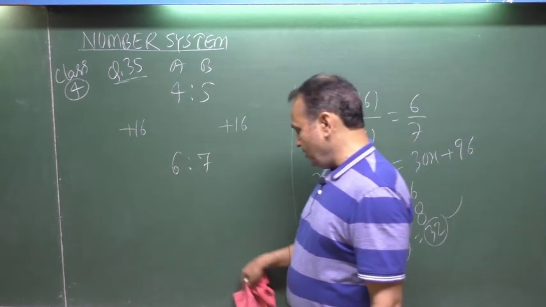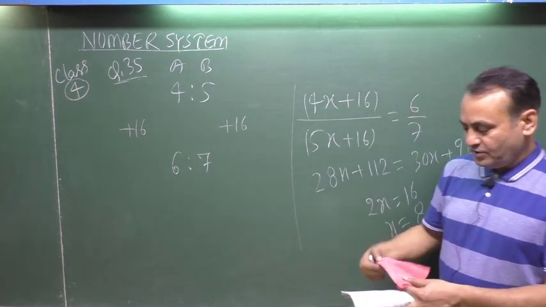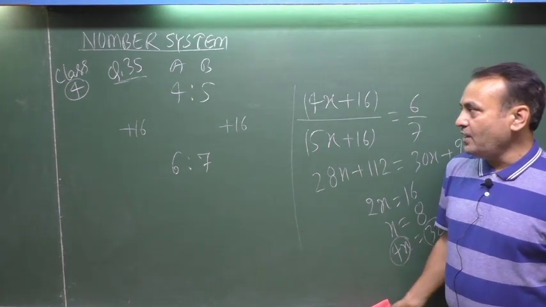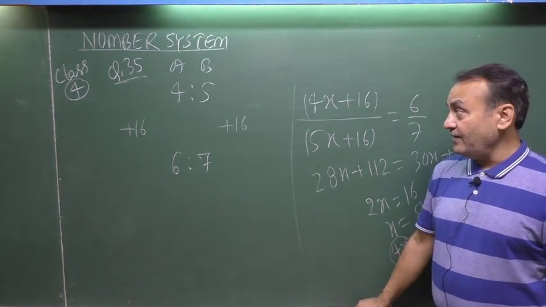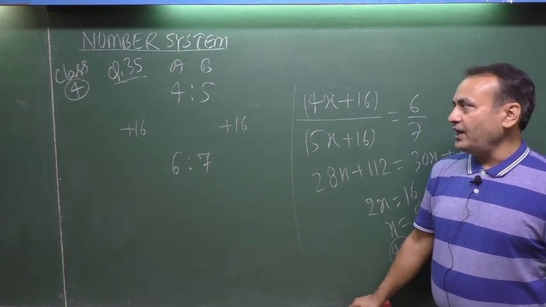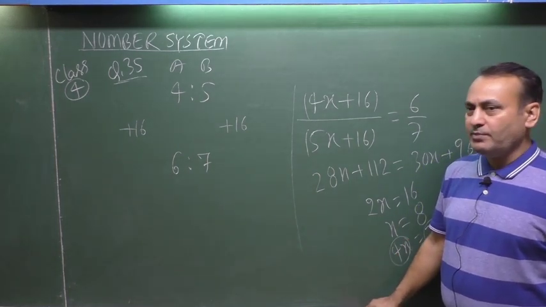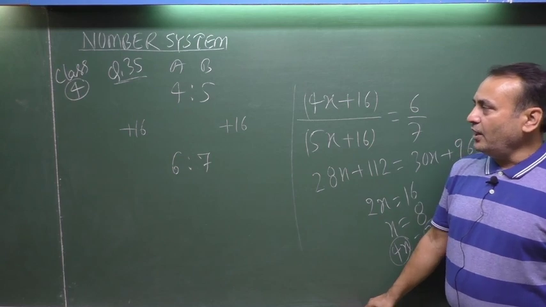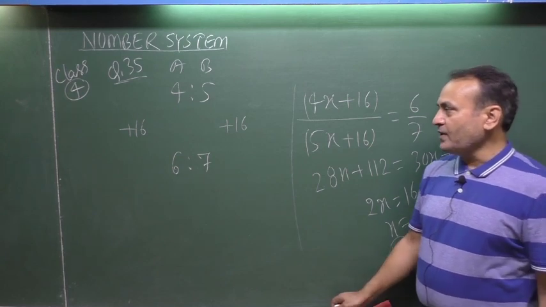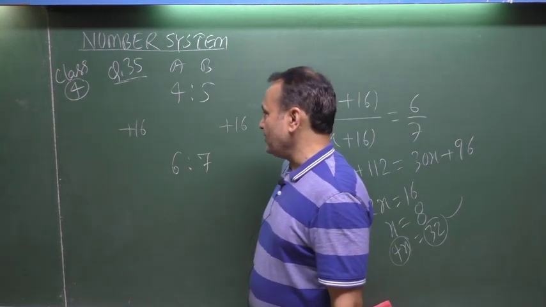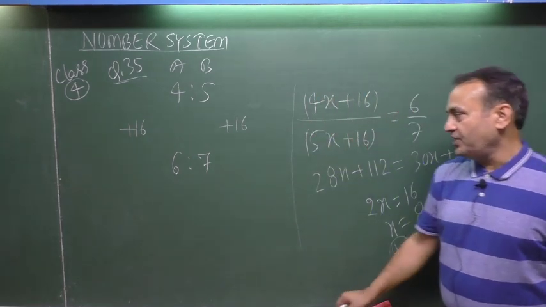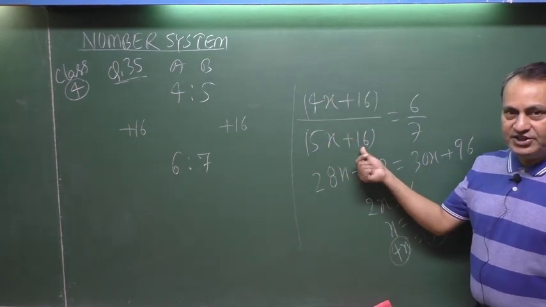In the basic method, whenever the question says there are two numbers in the ratio 4:5, you have to pick 4x and 5x as the numbers. Thereafter, you have to add 16 to both the numbers according to the question. If the question had said 16 added to the first number and 18 added to the second number, then here it would have been 18. Okay.